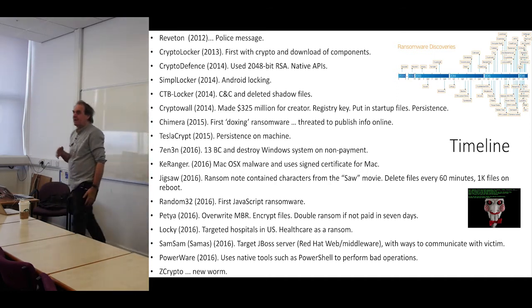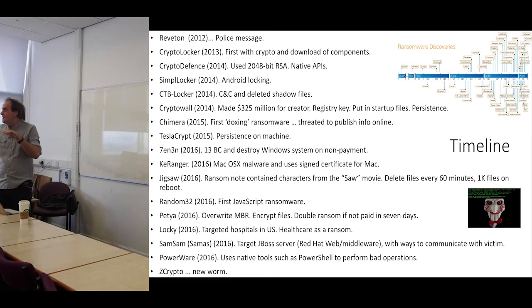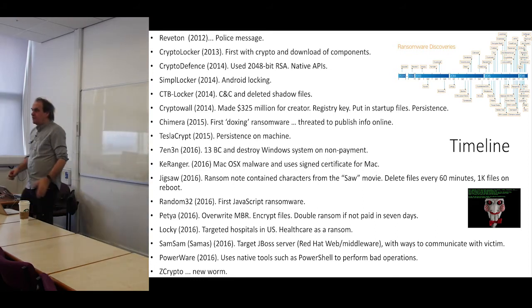You've now got Powerware coming along. Powerware is using PowerShell. PowerShell, if you've ever used it, we use PowerShell for our cloud. It gets right into the native level of the machine and gets PowerShell to do all the nasty stuff, like find files and delete them and encrypt them and so on. And then there's now Zcrypt crypto, which is a worm.